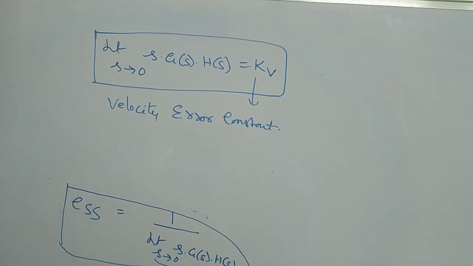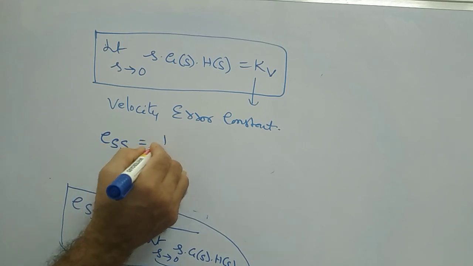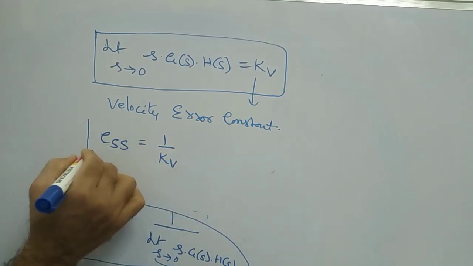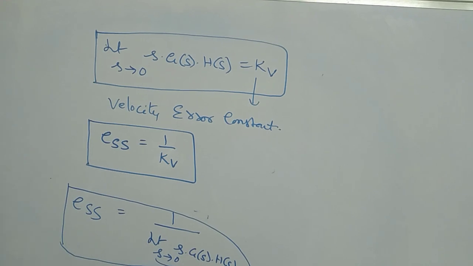Therefore, for the unit ramp input, if they ask you to find the steady state error, first of all you need to calculate the velocity error constant. If you calculate that, then simply 1 by Kv, 1 by that constant value, gives the E of ss value. That's all. Clear? So finally, how can we write? ESS is equal to 1 by Kv. Velocity error constant. If you know the velocity error constant, you take the reciprocal, 1 by Kv, and that gives the steady state error.